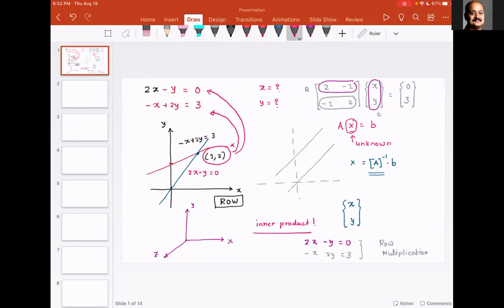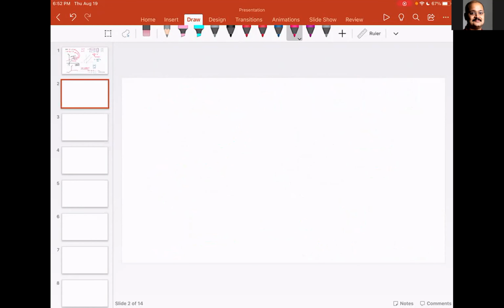Now I'm going to rewrite the same equations from the column perspective, and it will be all clear in just a second. Same equations: 2x minus y is equal to 0, minus x plus 2y is equal to 3. Just verify that these are the same equations that we attempted earlier.